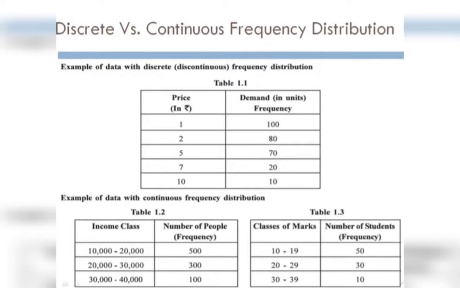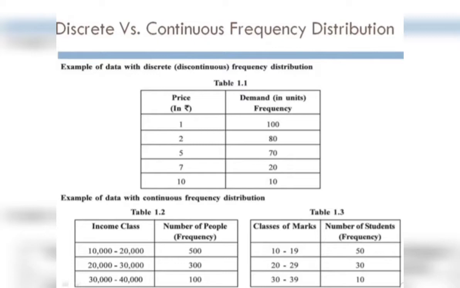And the example of data with a continuous frequency distribution you can see in tables 1.2 and 1.3. Income class is given and the number of people, the frequency, is given. In the income class you can see it is 10,000 to 20,000, 20,000 to 30,000 and 30,000 to 40,000. So accordingly it is continuous. There is no gap. It does not go 10, 20 and then after that 40, 60. It is in a continuous way.